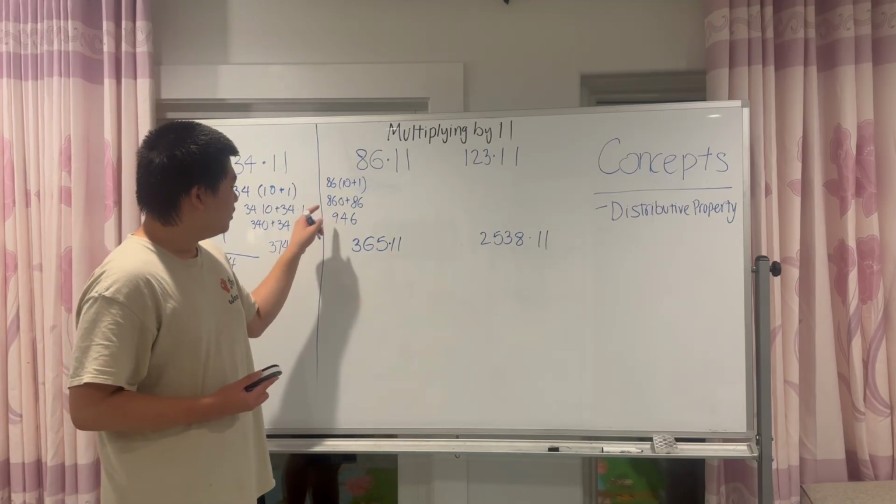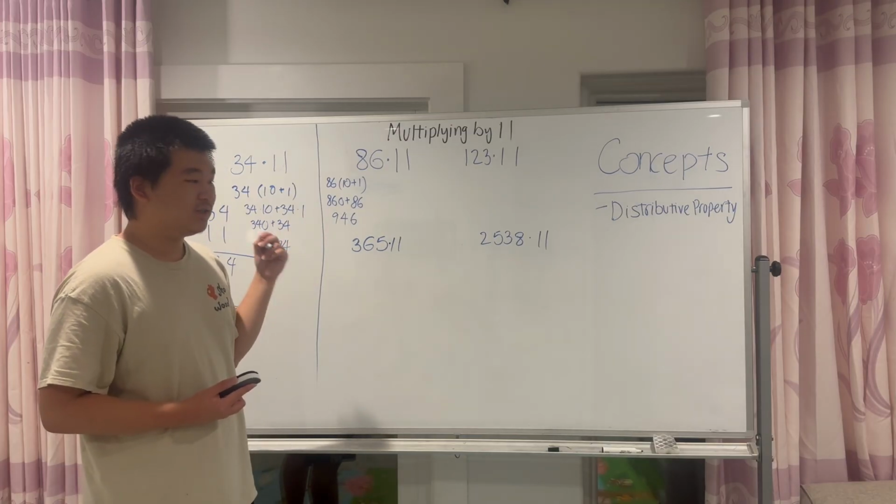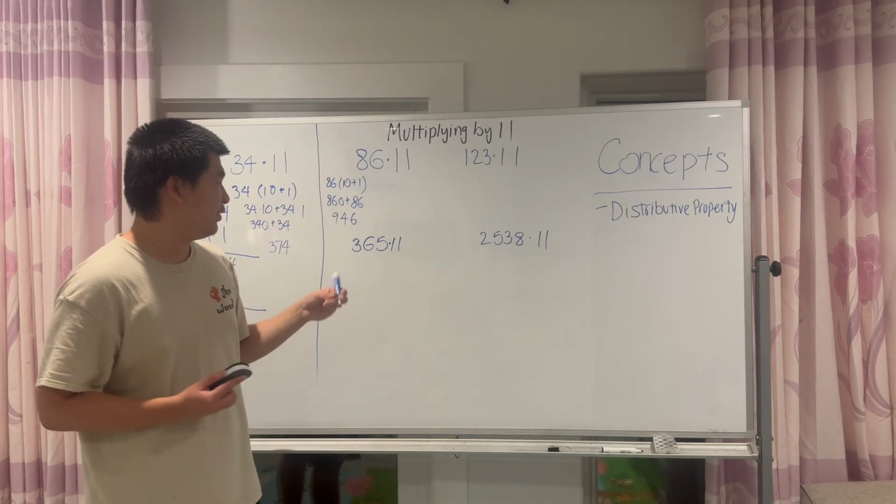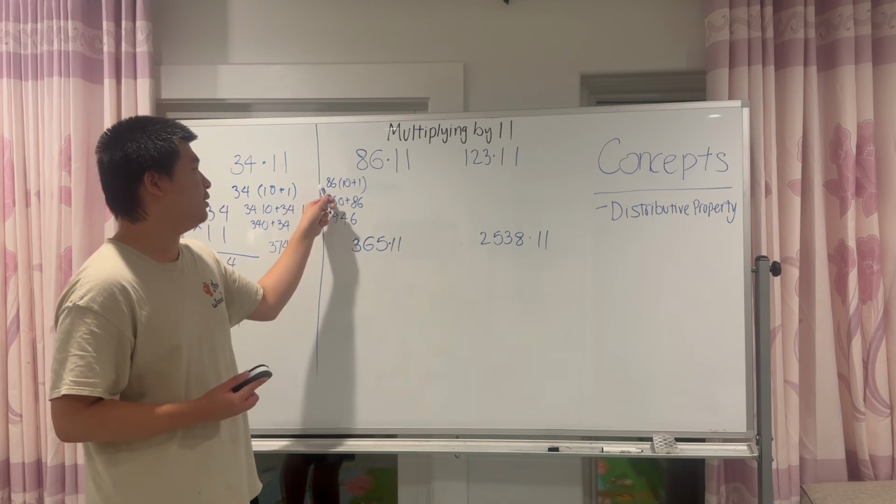And the hundredth digit isn't 8, but it's 9 because it's 8 plus the 1 that's carrying over from the 14, where the 14 is 8 plus 6.